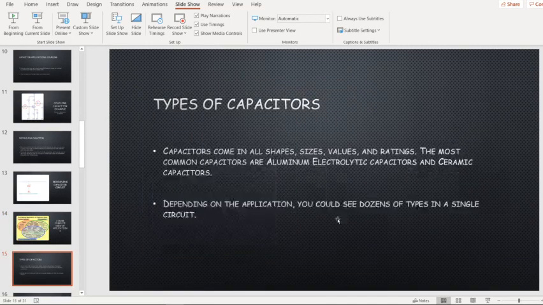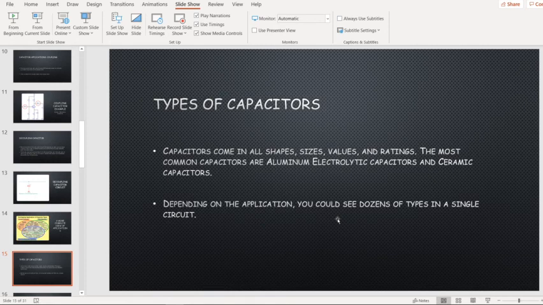Okay. So now let's talk about the types of capacitors. Capacitors come in all shapes, sizes, values, and ratings. The most common capacitors are aluminum electrolytic and ceramic capacitors. Now, the reason is because that's generally what you find. I mean, they're cheap. They're real cheap. Except for the real big ones, like I was showing you earlier, they're dirt cheap. Ceramic and electrolytic capacitors are dirt cheap.